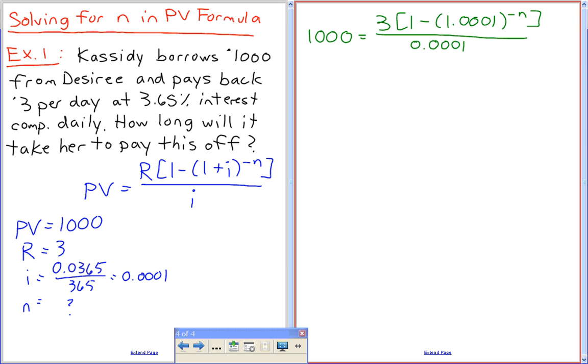First step is going to be what? Divide by 3 sounds good. And that should be 333.33333.